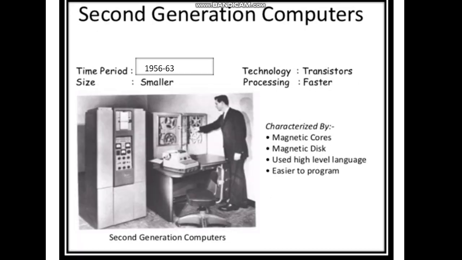Second generation was from 1956 to 1963. They were smaller in size. It consists of transistors and were faster than first generation computers.